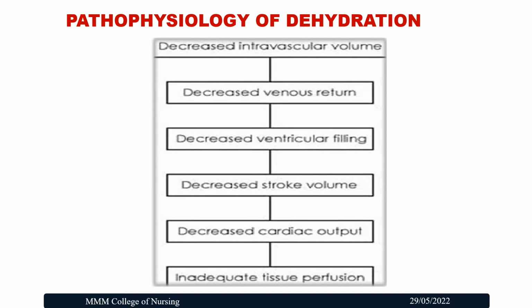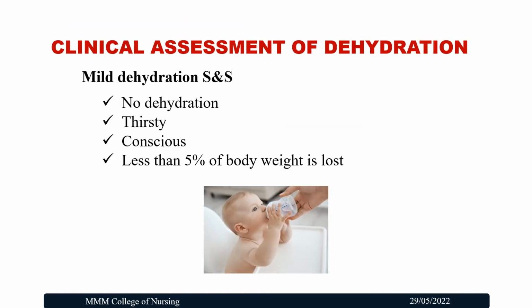Next, about the pathophysiology of dehydration, or the mechanism behind this. The decreased intravascular volume decreases the venous return, and it causes decreased ventricular filling, so it leads to decreased stroke volume. By that, decreased cardiac output will occur. By that, the inadequate tissue perfusion will lead to dehydration.